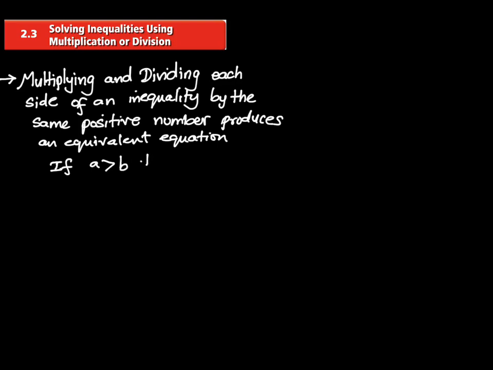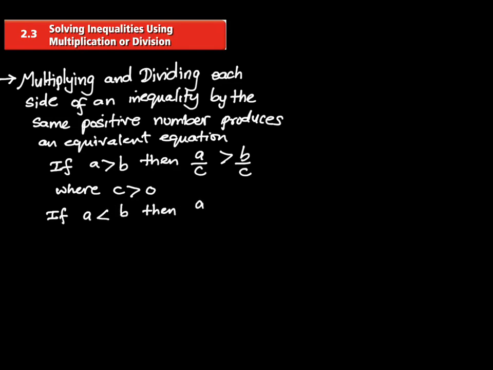So if a is greater than b, then we can divide both sides by c. The inequality would be the same. The sign will not switch if c is positive. Same thing if a is less than b, and if you divide or multiply by a positive number, the sign does not switch, right? As soon as you switch the sign of the number, that's when the inequality starts switching.